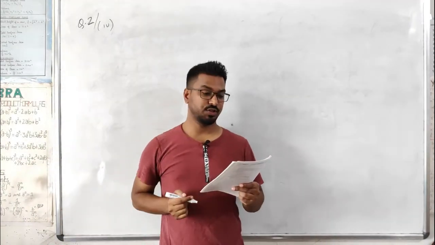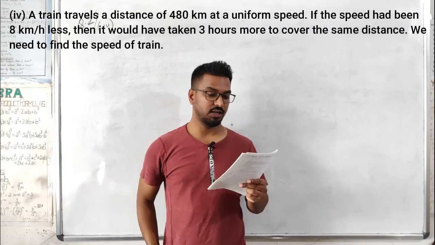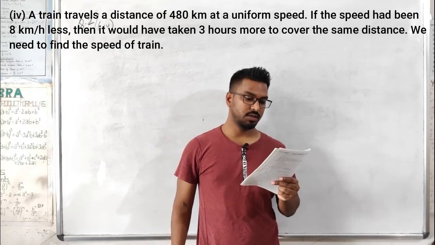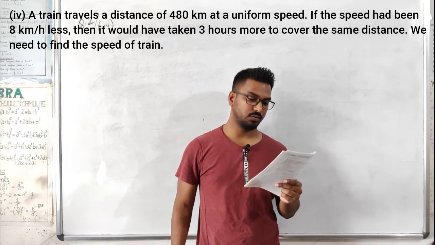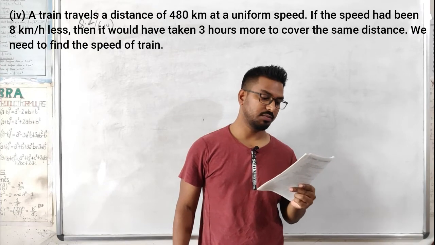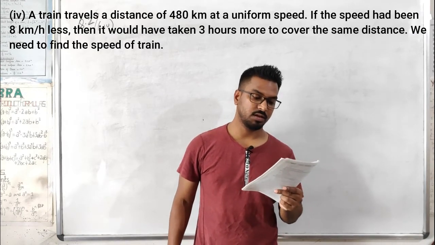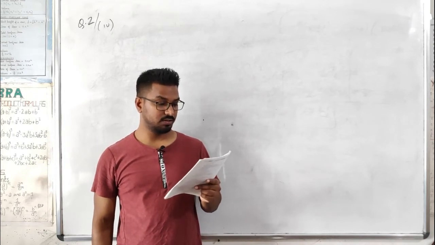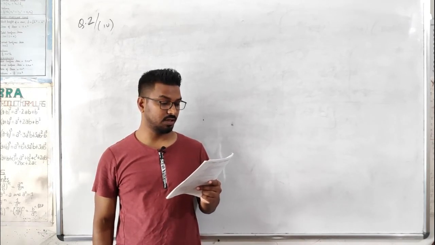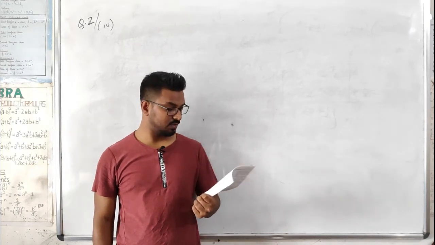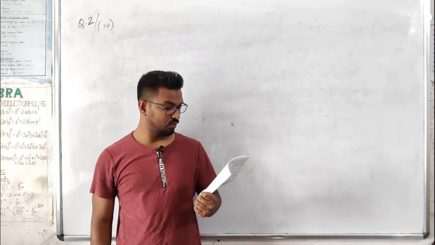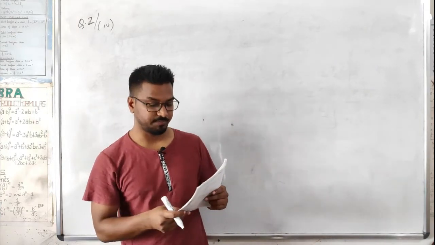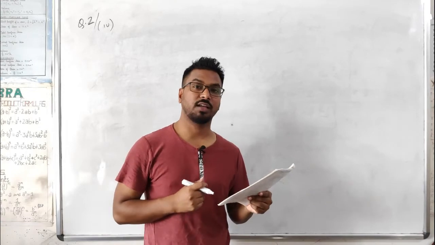Okay, next question is given: a train travels a distance of 480 km at a uniform speed. If the speed had been 8 km per hour less, then it would have taken 3 hours more to cover the same distance. We need to find the speed of the train. In this question, you have to find the speed, and previously you had to find the age. So you try to find the answer by yourself, but in the beginning the question was given to form the quadratic equation only. I'll form the quadratic equation.